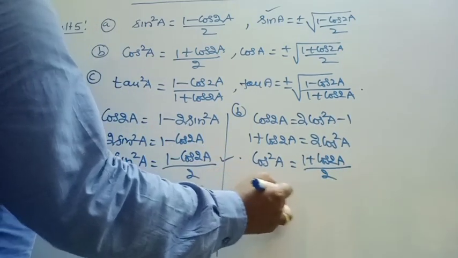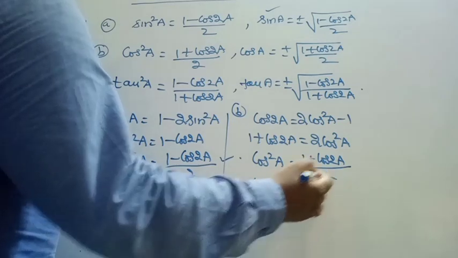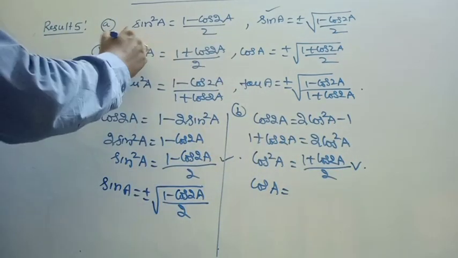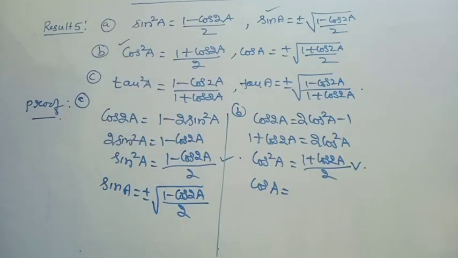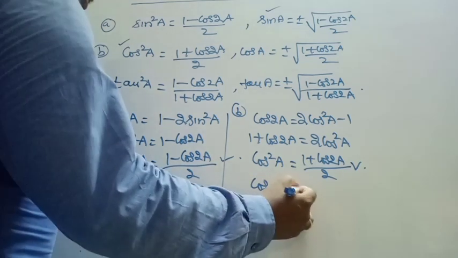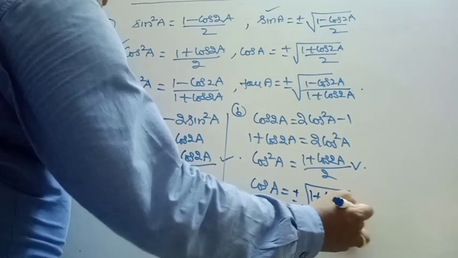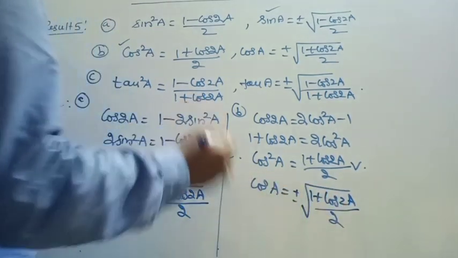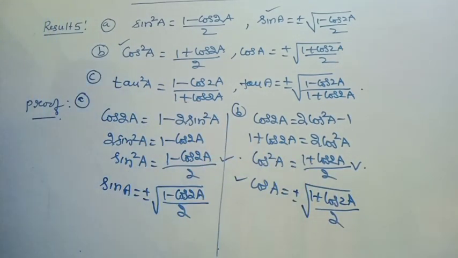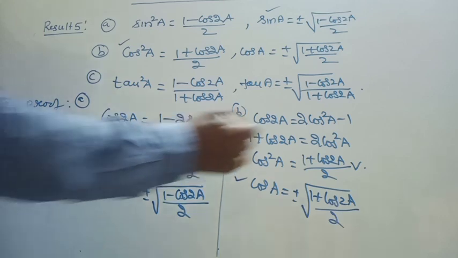From this, now cos A is equal to, my dear students, see, the B part we have got here. And cos A equals plus or minus root over (1 plus cos 2A) by 2. See, in the B part the second one also we have got, right? My dear students, this way we will be getting. Now the C part also we will try to do.